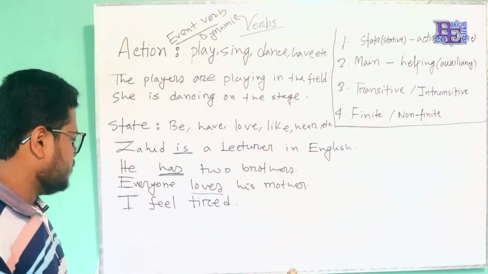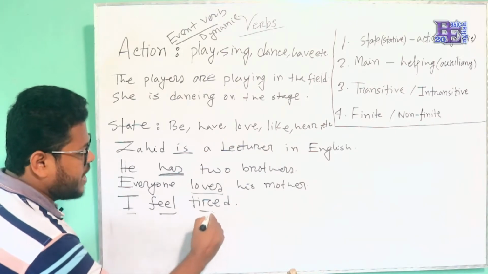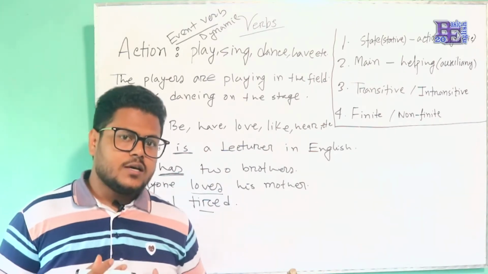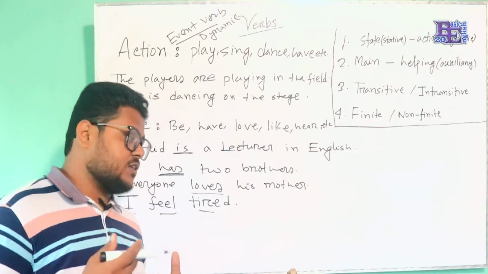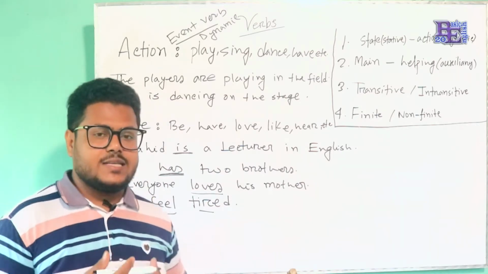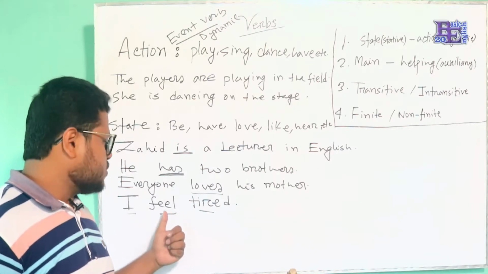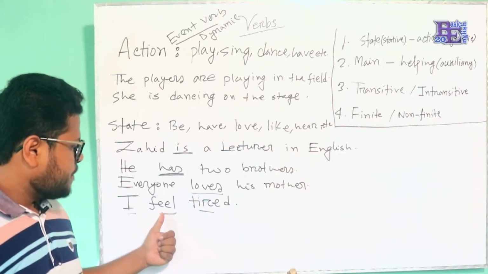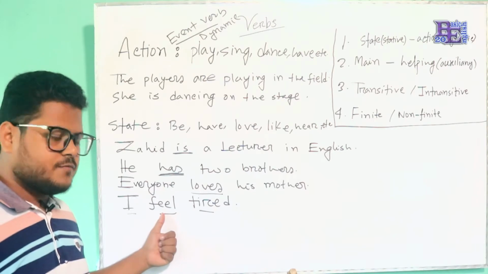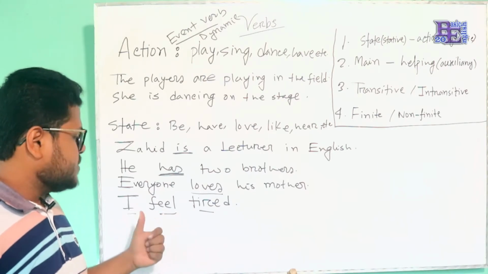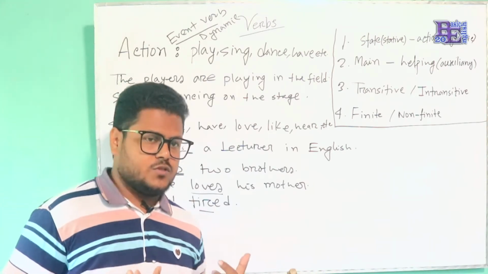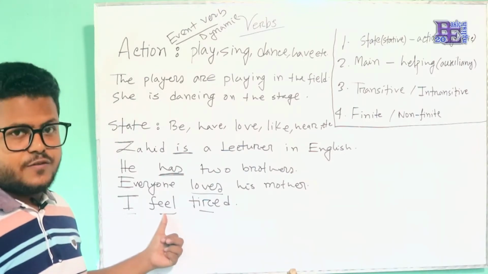And the next example, I feel tired. Okay, so what is the state of mind or the state of I? The state of I is that he is very tired. He is feeling this. Okay, so here this verb is also a state verb because he is perceiving something. So this is a state verb for perceiving.